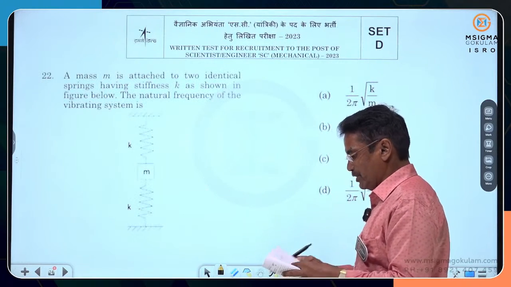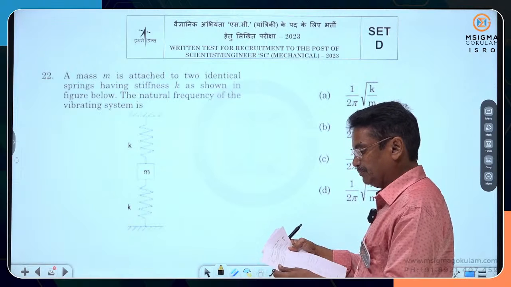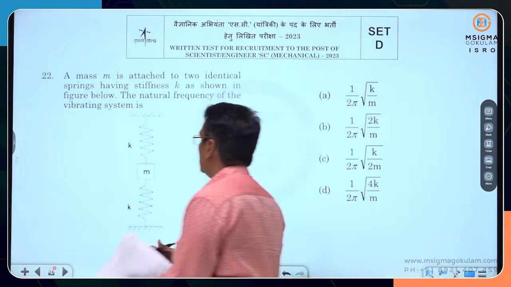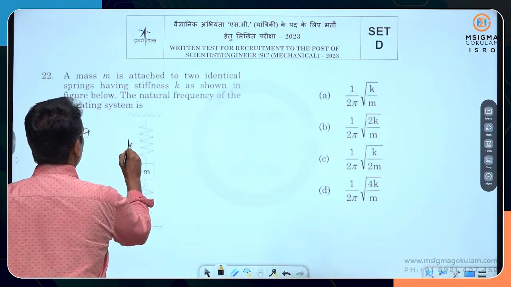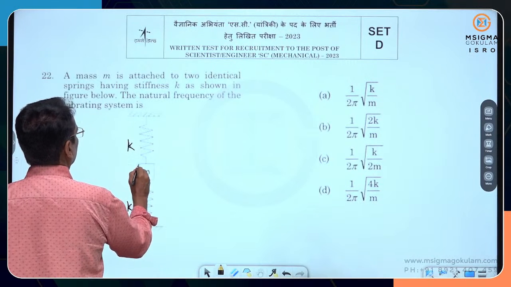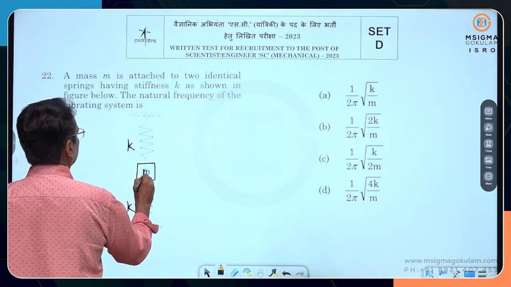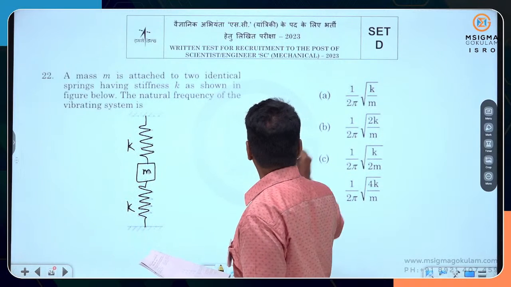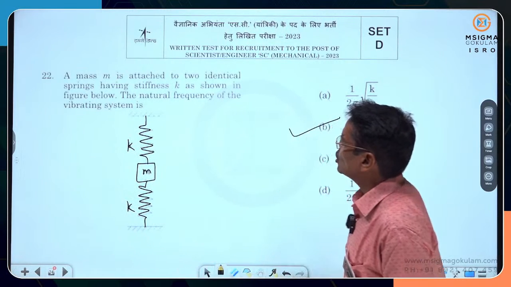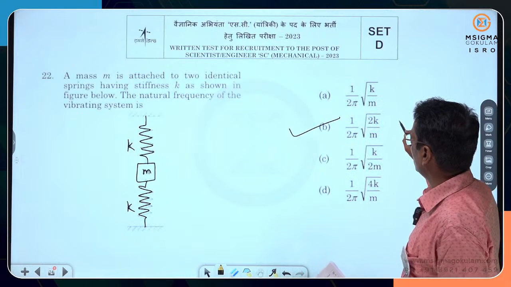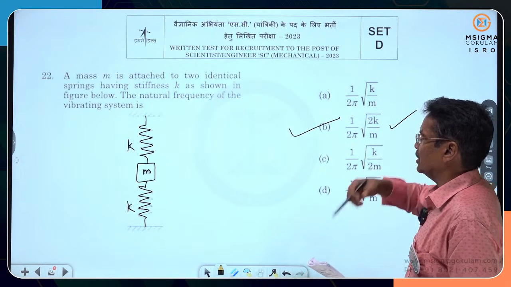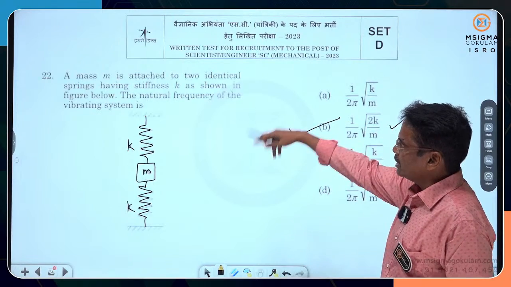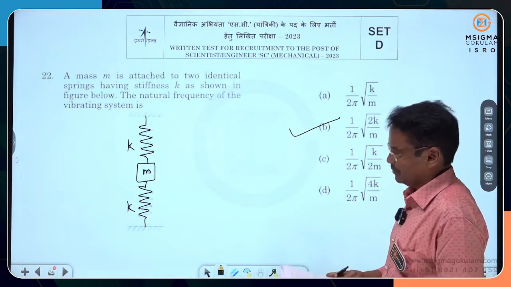In question number 22, there are two different springs connected to the mass like this. Answer will be B. The natural frequency of that vibrating system will be, which is one of the most commonly asked questions. Two identical springs having the same stiffness.